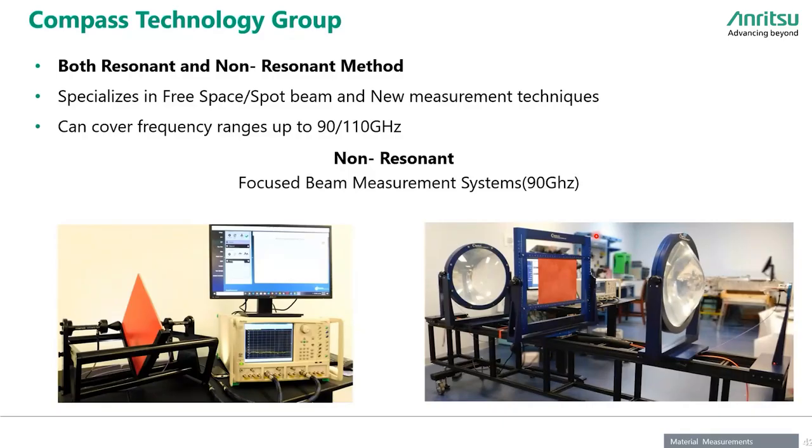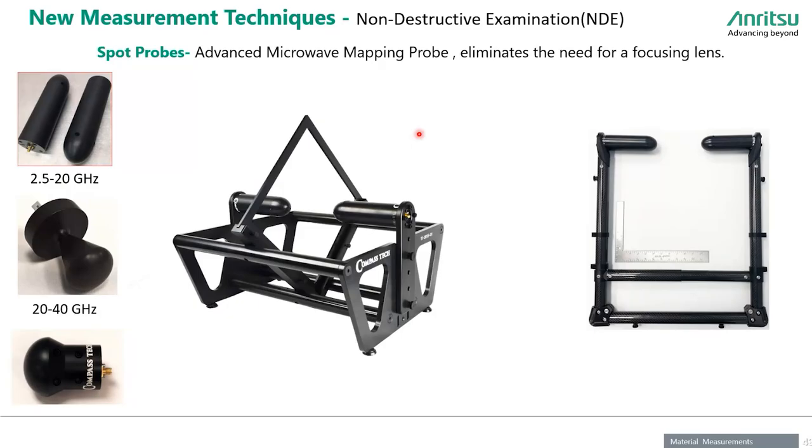In free space, they have a focus beam measurement system that is covering up to 90 gigahertz. In the setup, they have antennas with a focus lens, and the energy is focused on the material, with the antennas connected to the VNA. Because of the reflection and transmission, we are able to measure the electrical and magnetic properties. Similarly, they have introduced something called spot probes, instead of using these focus lenses which we were using earlier. Now we can use these probes directly connected to the VNA, and do material measurements or material characterization using them.